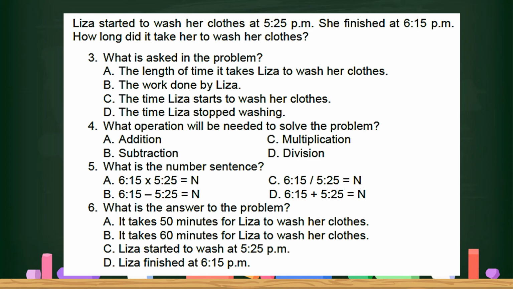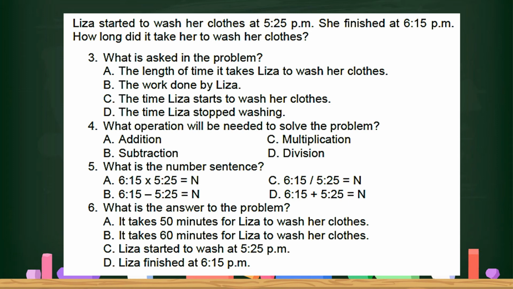A. 6:15 times 5:25 is equal to n. Letter B. 6:15 minus 5:25 is equal to n. Letter C. 6:15 divided by 5:25 is equal to n. Letter D. 6:15 plus 5:25 is equal to n.